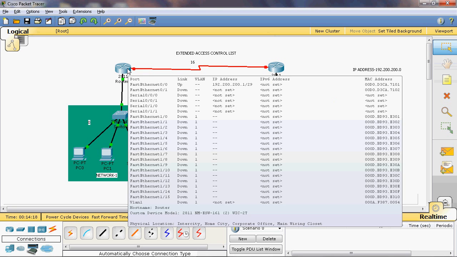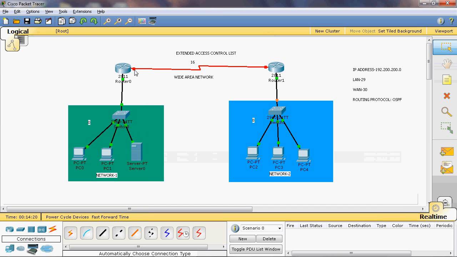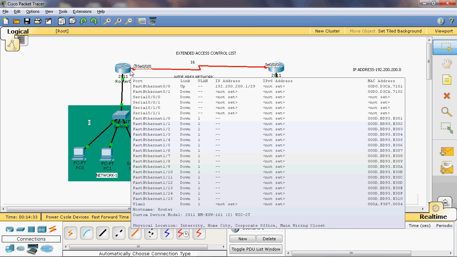So in router 0 we can assign the IP address. In router 0, serial 0/0/0 is a DCE. So here we can apply the clock rate. But in router 1, this port is a DTE. So here we cannot apply the clock rate.